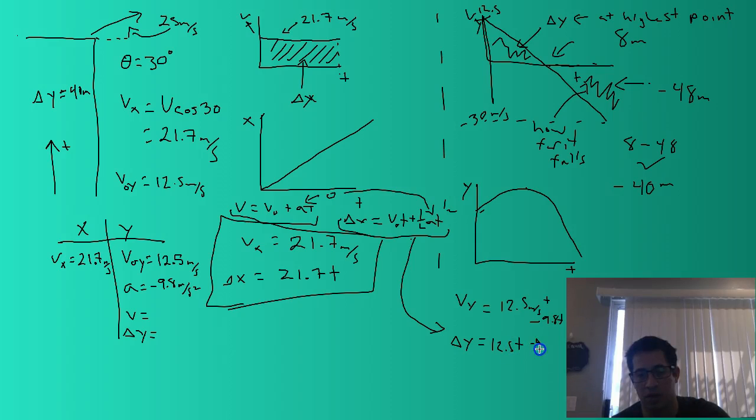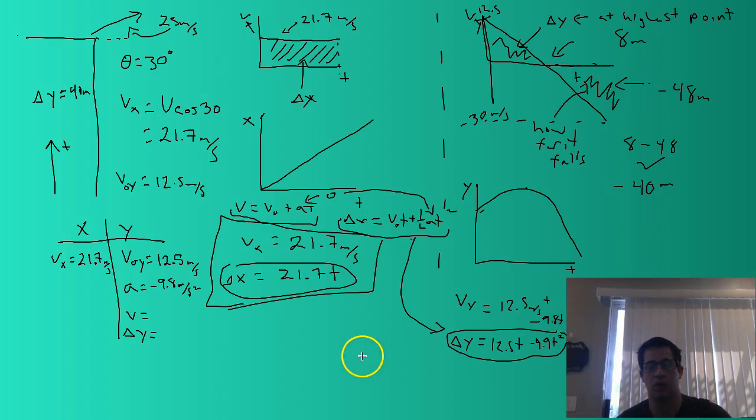Minus 4.9 t squared. Okay, so now we have functions for all of these. And when I showed the simulation I showed you in the last video, I actually used this function right here and this function right here to develop that simulation.